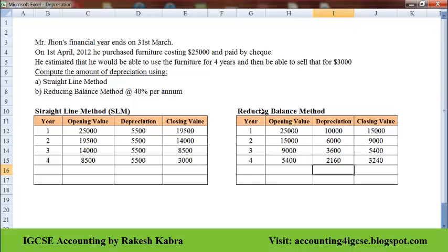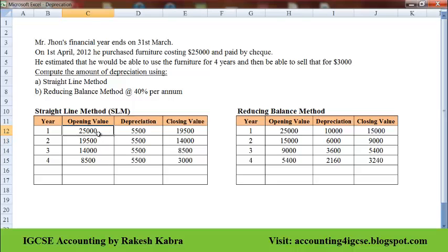So actually this is the realistic method. Reducing balance method is the realistic method. So why realistic? See, every year the value of the asset is decreasing, isn't it? Then how come the amount of depreciation will be the same? The amount of depreciation should also reduce, isn't it? But this realistic point is not followed in the straight line method. In straight line method, every year the value of the asset is decreasing, but the amount of depreciation is the same. How come? This is not the realistic thing, isn't it?